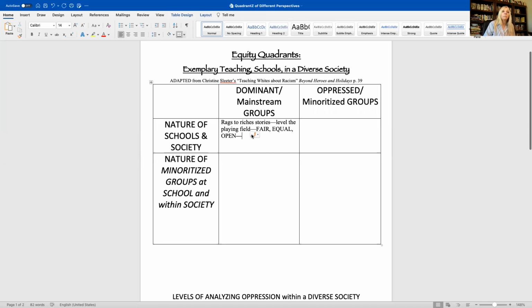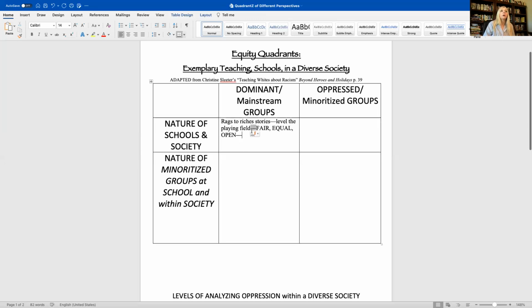So that from the dominant perspective, our schools are open, fair, equal. If you just work hard, so we'll put work hard and merit. You have to merit the rewards that you earn. So you don't just get a diploma, you have to work for it, right? But anyone could get it because it's open and fair.